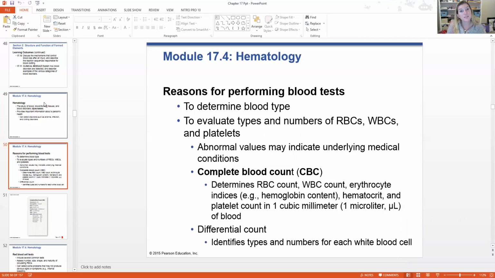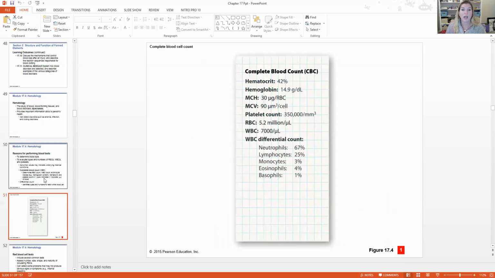Something like a CBC, or complete blood cell count, is going to give you the specific number of red blood cells and white blood cells, erythrocyte indices like hemoglobin content, etc. A hematocrit, which is your ratio of plasma to formed elements, or a differential count in general, just the different types of and numbers of each of the white blood cells. So all very helpful.